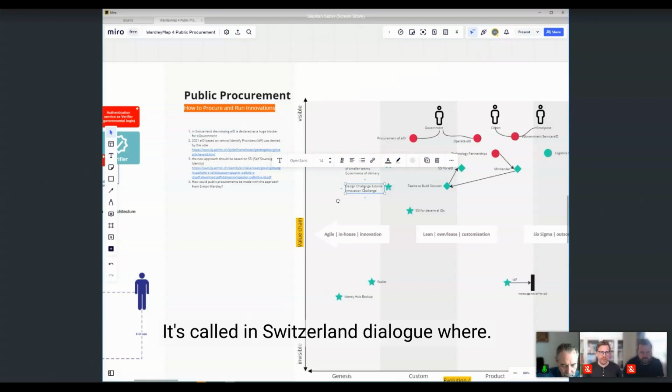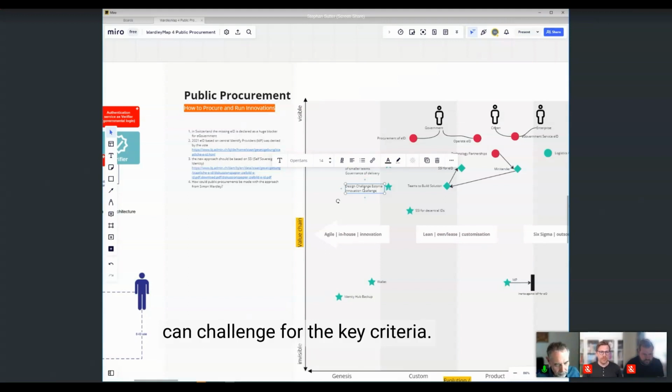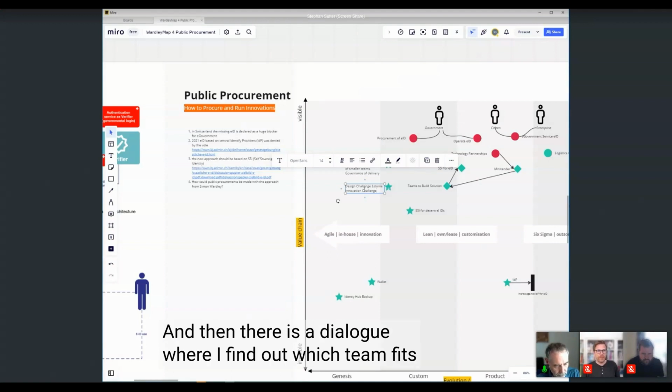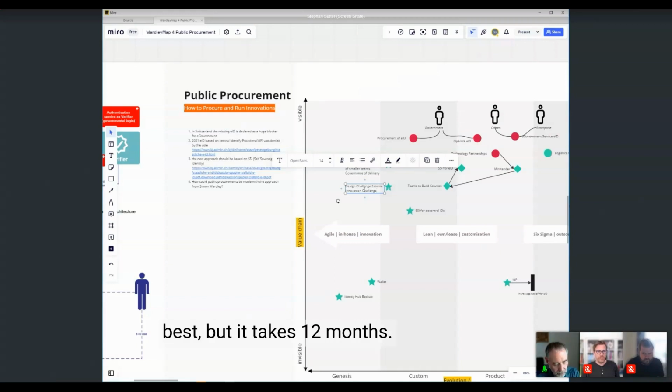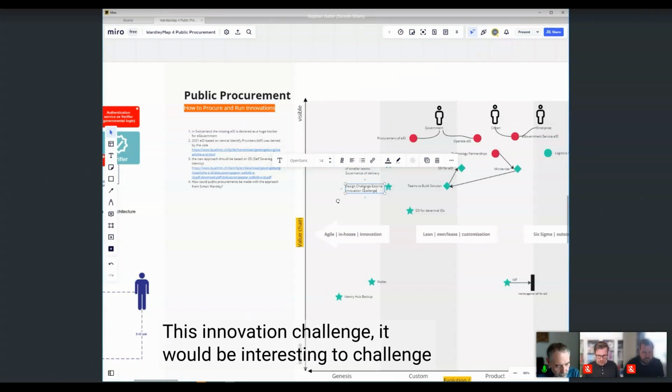dialogue, where normally you make the specification, then everybody can challenge for the key criteria, then they select maybe 3 to 6 companies, and then there is a dialogue where they find out which team fits best, but it takes 12 months. And if you have challenges like this, where it's really moving, it sounds great, this innovation challenge.